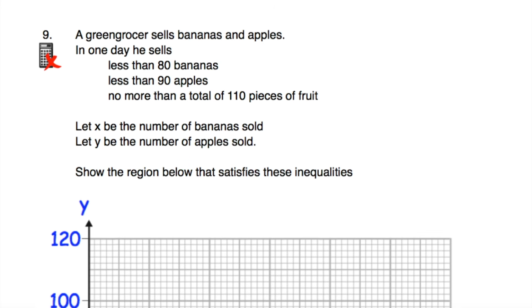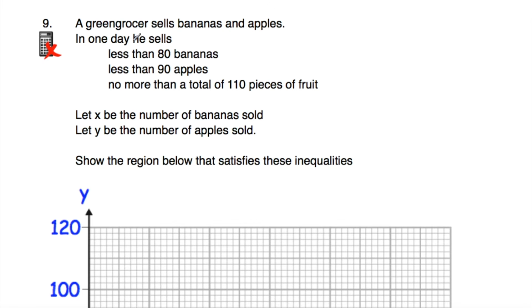Okay, let's have a look at our next question, question number 9. So question number 9 says, a greengrocer sells bananas and apples, and in one day he sells less than 80 bananas, less than 90 apples, and no more than a total of 110 pieces of fruit. And we've been asked to let x be the number of bananas sold, and let y be the number of apples sold, and to show the region below that satisfies these inequalities.